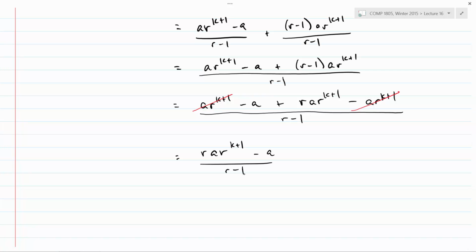Yeah? The r is equivalent to r to the power of 1, so multiplying it by r to the power of k plus 1 becomes r to the power of k plus 2. Exactly. I take the r that's out in front and increase the exponent of the other r by 1. So this is exactly the same as (a r^(k+2) minus a) over r minus 1. And that looks pretty nice.